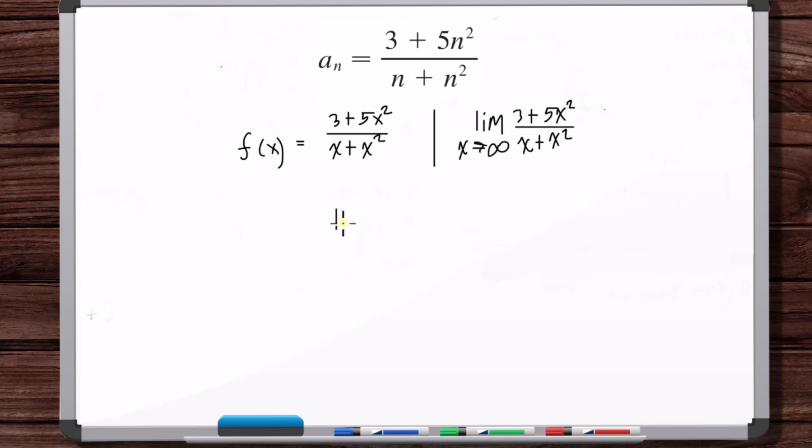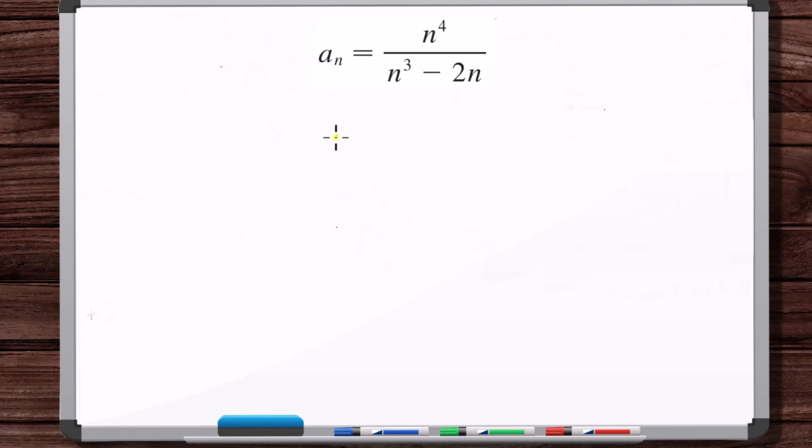Okay, so what is this limit? Well, let's divide the numerator and denominator by x squared. Okay, so now this goes to 0, so this goes to 1. This goes to 0, so this goes to 5. So this limit is equal to 5. That means that this limit is equal to 5.